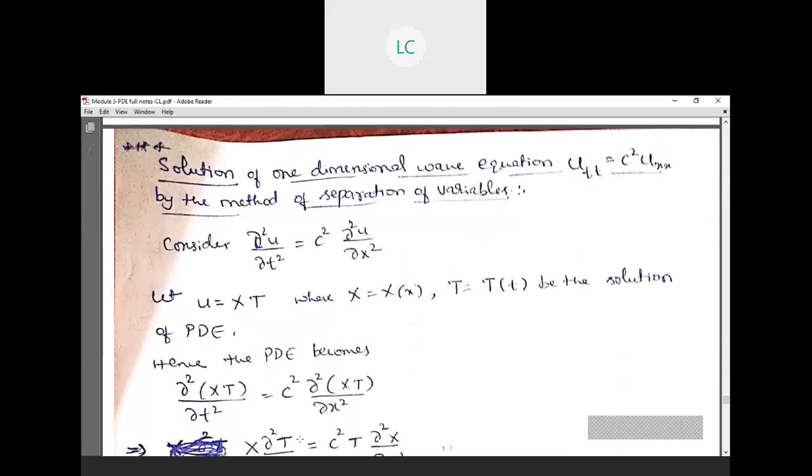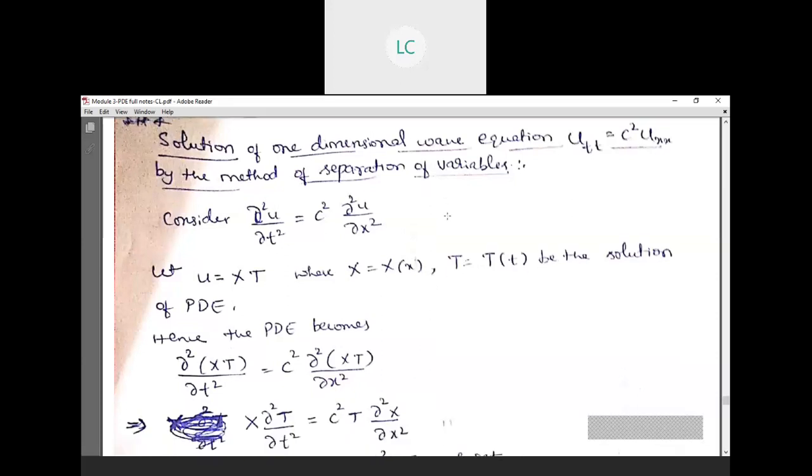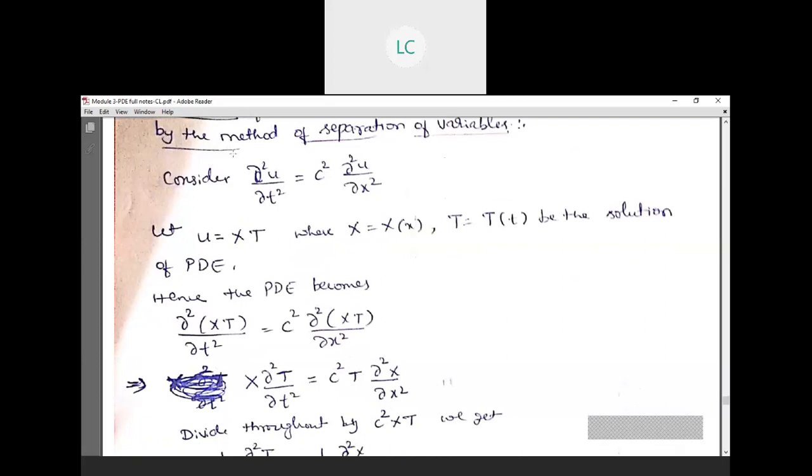Okay, now we are going to solve. Find the solution of the one dimensional wave equation, that is u_tt equals c² u_xx, by the method of separation of variables. So first we should consider the wave equation. For this wave equation the solution is u equal to XT. We should consider u equal to X into T, where X is a function of x, small x, and capital T is a function of small t, be the solution of the PDE.